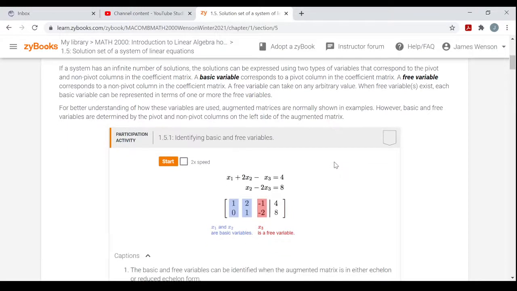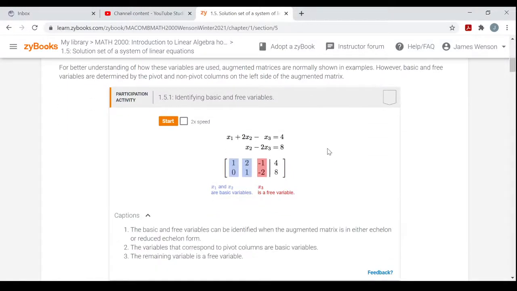All right, so here's an example. Let me show you what I mean. We'll get the solutions in a little bit, but I'm going to write this system out. I can play the animation for you, but I'm going to write it out as well and show you on paper. You have a system here with three variables, x1, x2, x3, and you can identify which variables are basic and which variables are free.